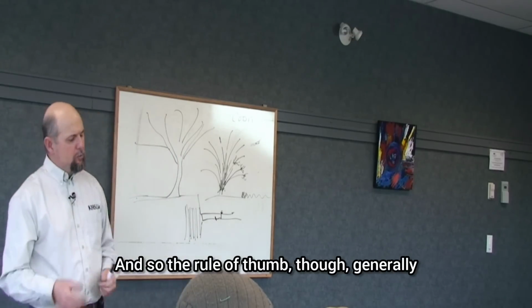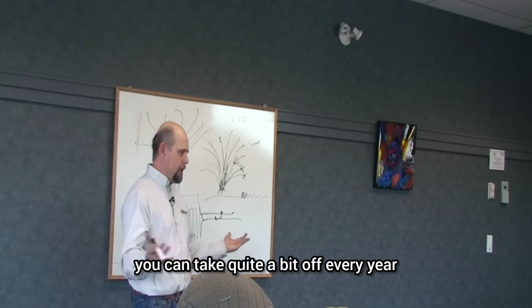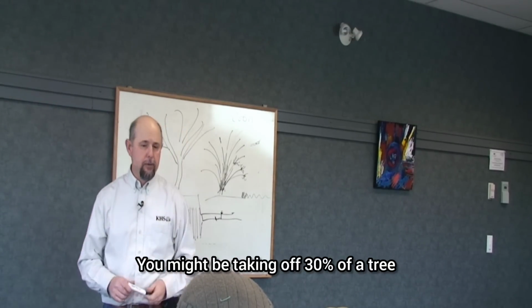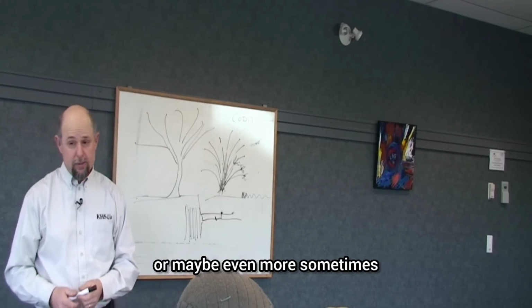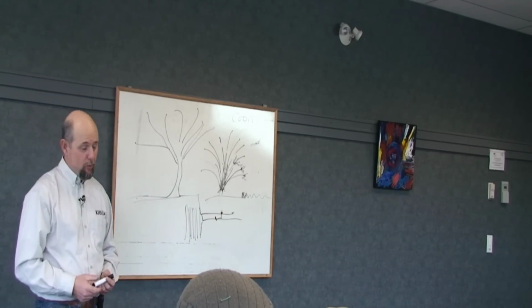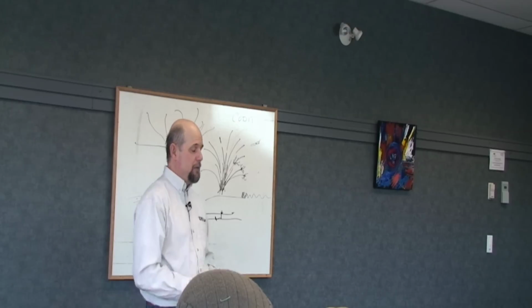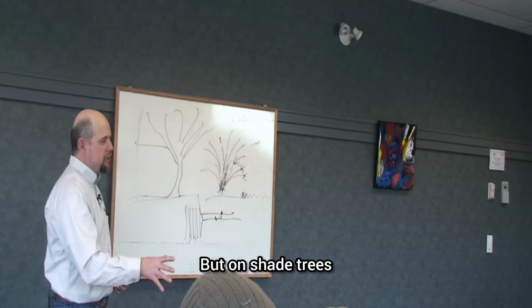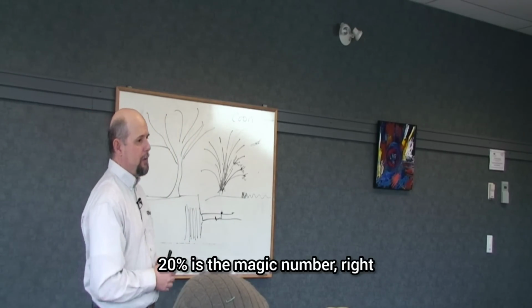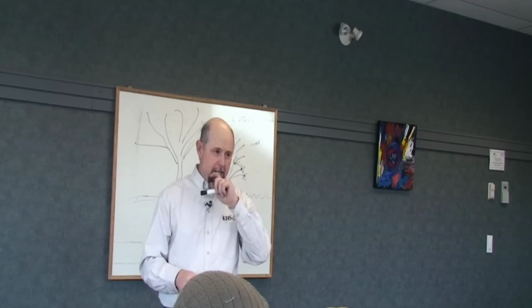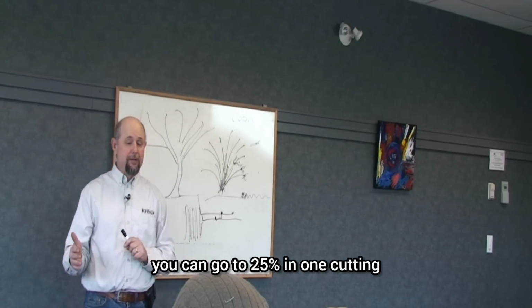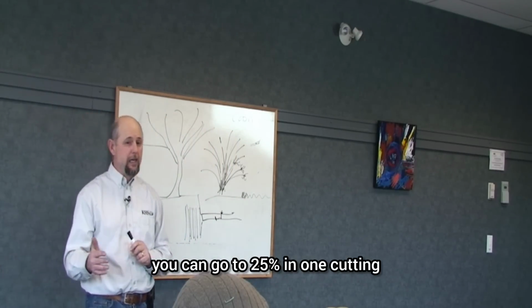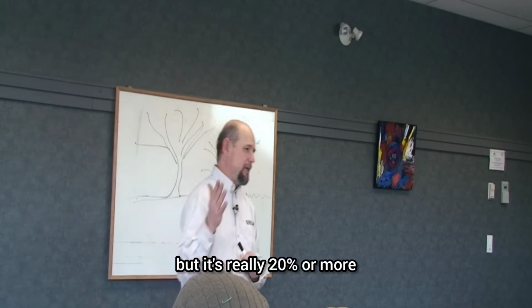And so the rule of thumb, generally, with fruit trees, you can take quite a bit off every year. You might be taking off 30% of a tree, or maybe even more sometimes, even up to 40% or 50% of a fruit tree, depending on what it is. But on shade trees, 20% is the magic number, right? That's sort of your upper end. In extreme cases, you can go to 25% in one cutting, but it's really 20% or less.